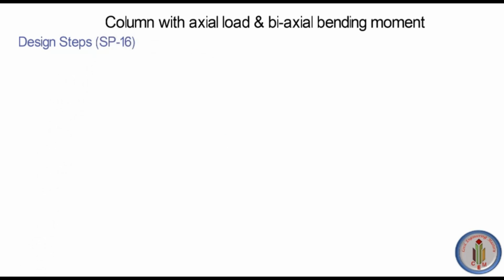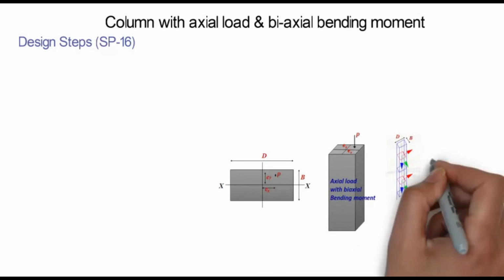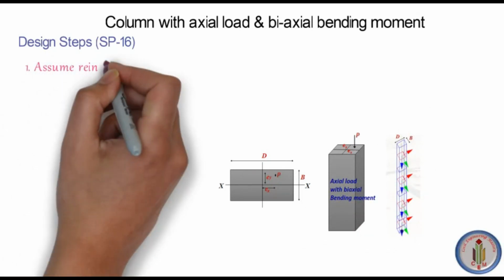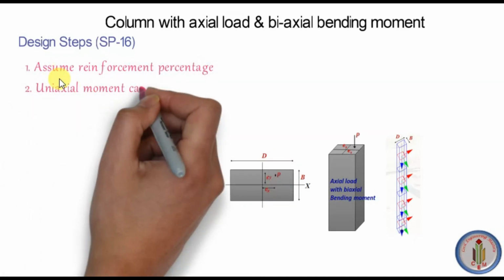Next, let's see the design steps as per SP16. We have totally 10 steps. First one is reinforcement percentage. We need to assume the reinforcement percentage initially and then start doing the calculation. Once it is not satisfying the formula or permissible value, then we have to reassume the reinforcement percentage and then continue the calculation.